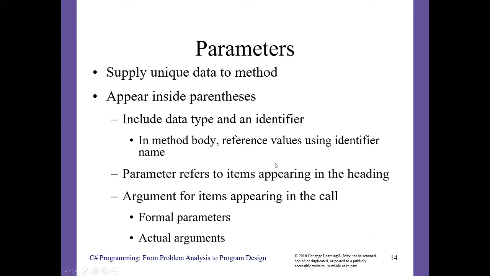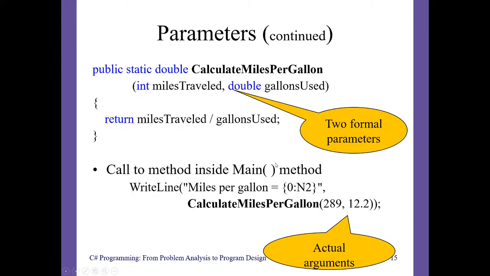And then the actual arguments is the actual data that's being sent at runtime. So let's think about this. We have this method here called calculate miles per gallon. It expects these two inputs. It returns a double. When we call this method, we're going to name it. So we're going to say its name, say my name, and here it is in bold.